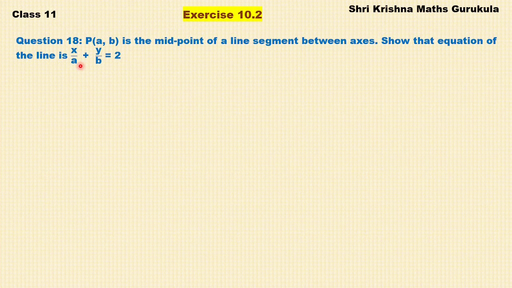Now let us check question number 18. P(a, b) is the midpoint of the line segment between the axes. So there is a line segment between the x and y axes, and P(a, b) is the midpoint of that line segment. We have to show that the equation of the line is x/a + y/b = 2.